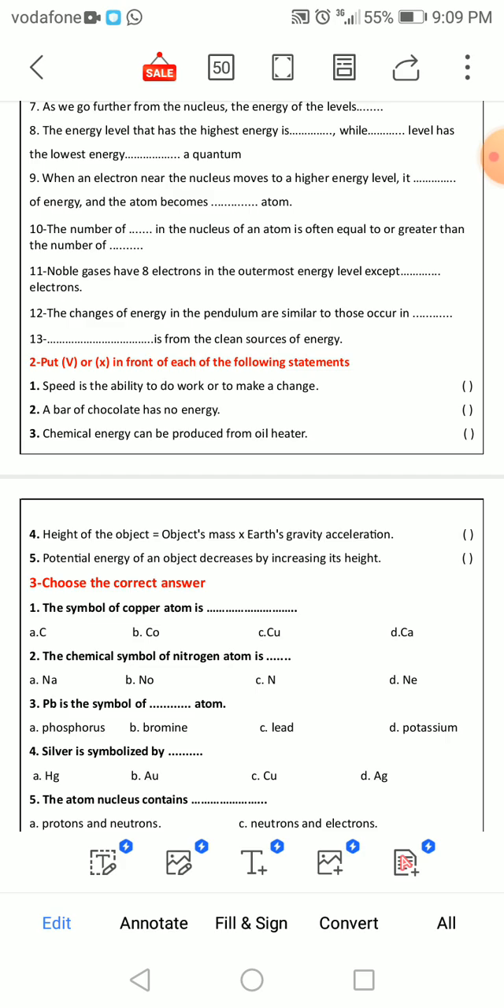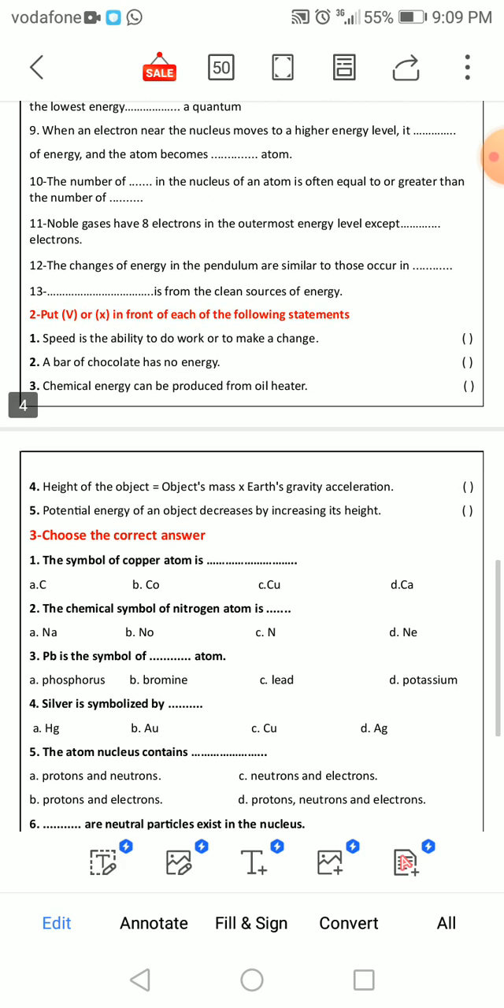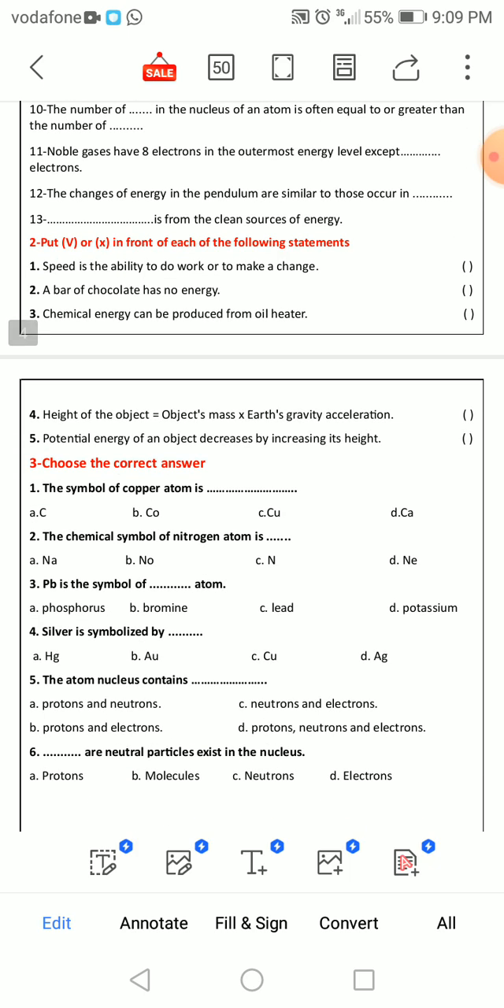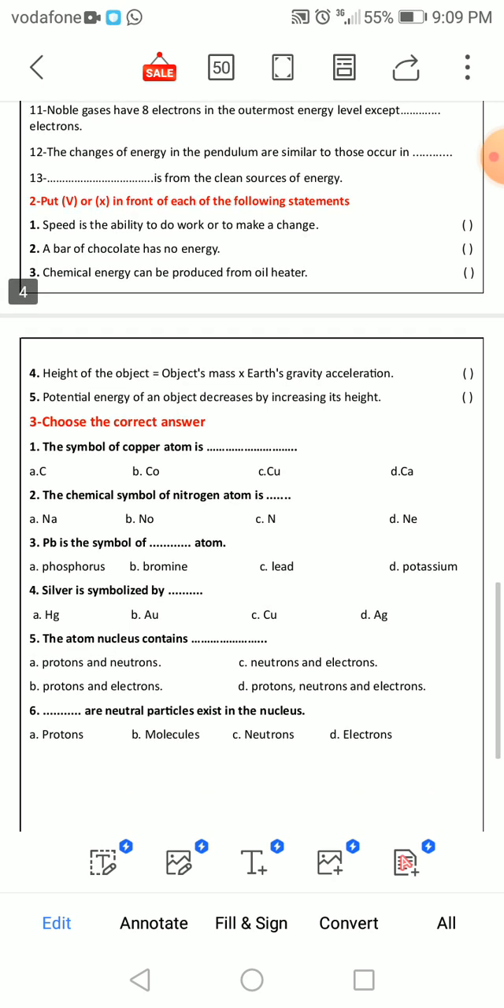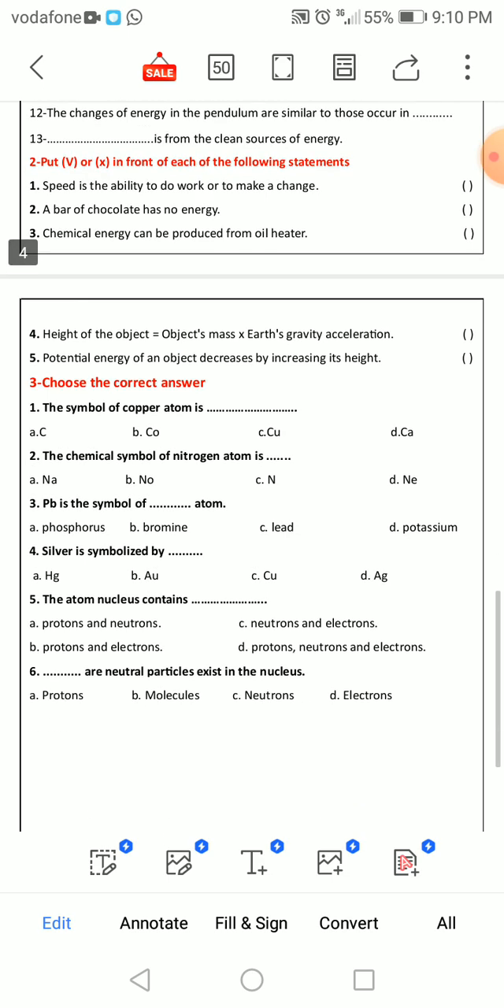False, a bar of chocolate has no energy. False, chemical energy can be produced from an oil heater, so it's false. Height of the object equals the object's mass times the Earth's gravity acceleration. False. Potential energy of an object decreases by increasing its height. False. And finally, choose the correct answer.